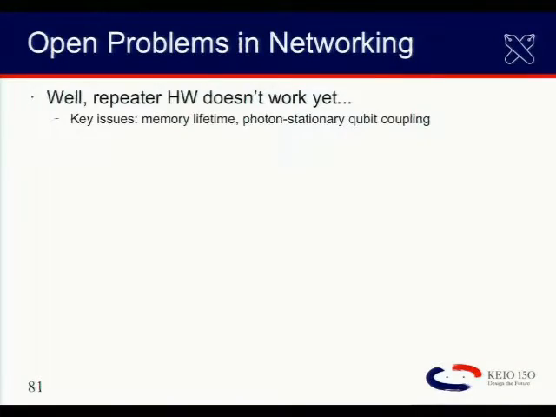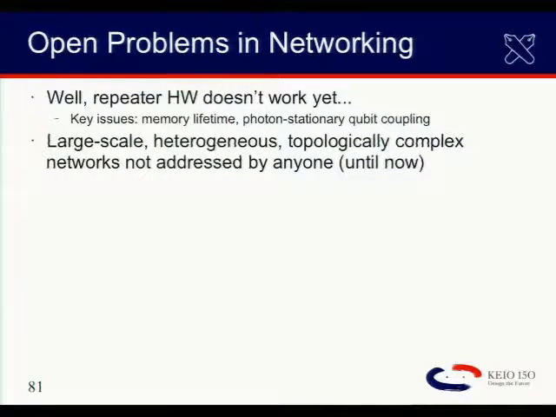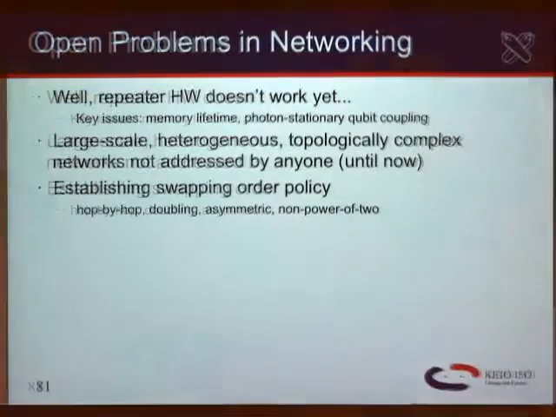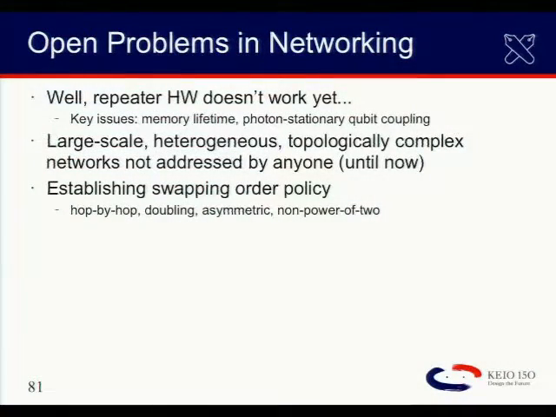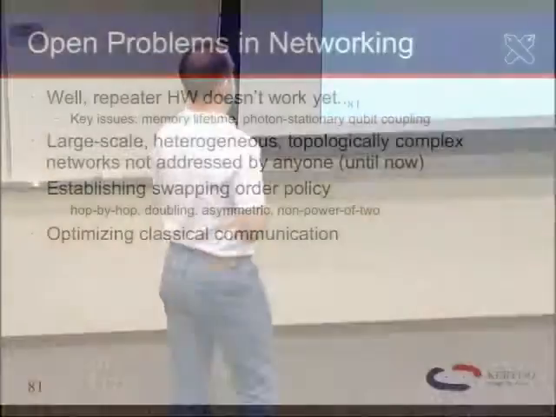Open problems in networking: well, the biggest problem is that the repeater hardware doesn't really work yet. Large-scale networks have not really been addressed by pretty much anybody up until now. The entanglement swapping that I was talking about, connecting different sections of the network, all involves a lot of policy sort of operations, and we've done some optimization on that. There's still a good deal more work that needs to be done in larger scale networks.